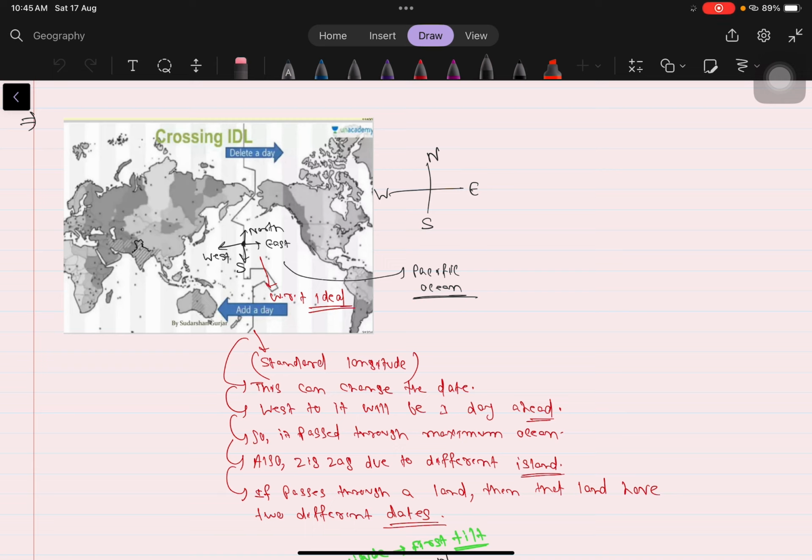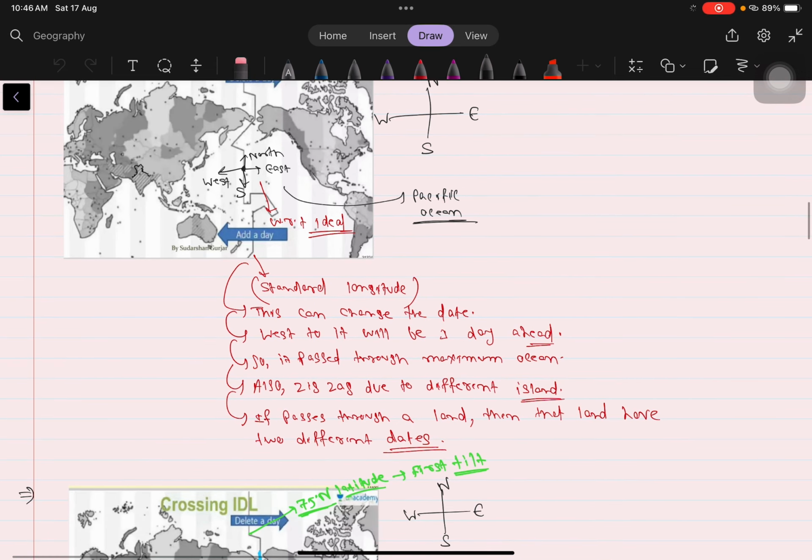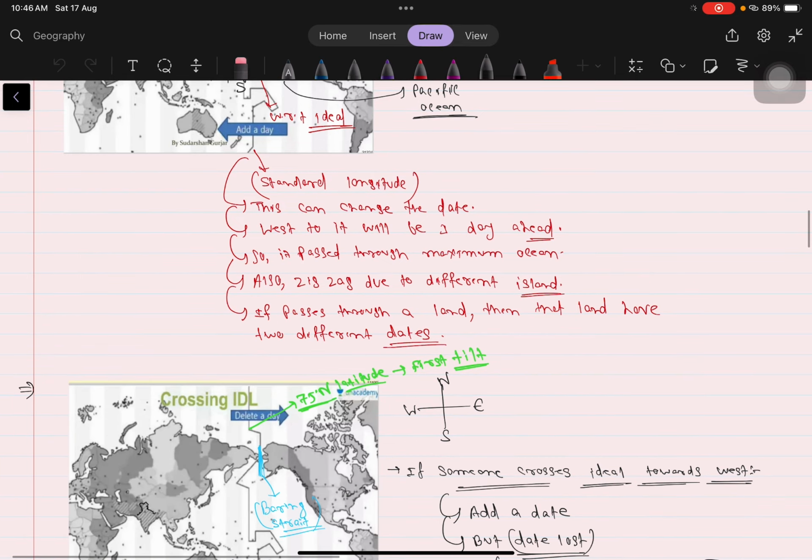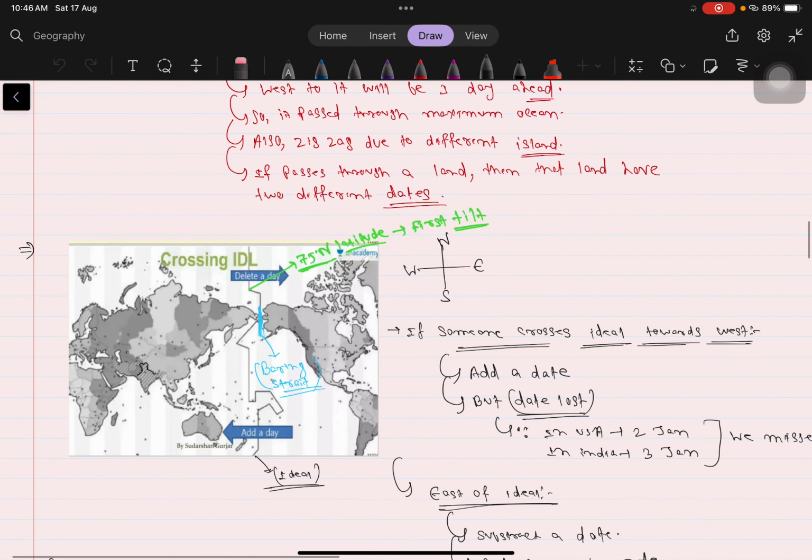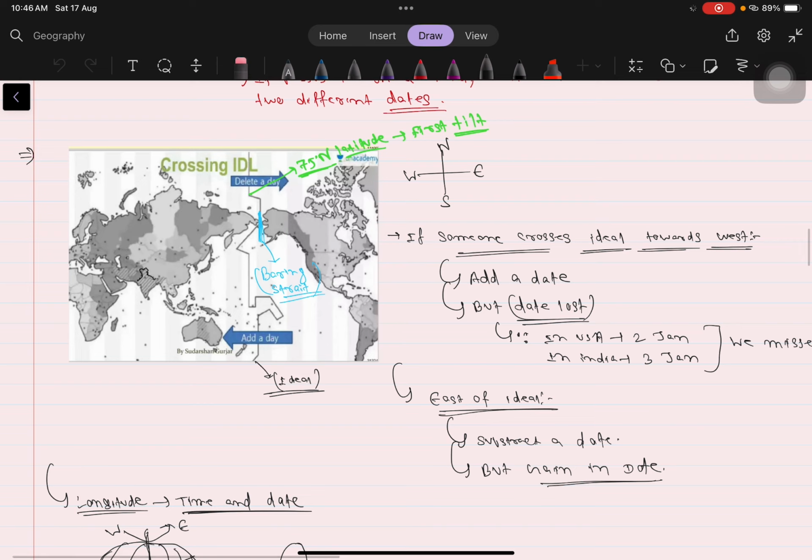This line mainly passes through the oceans, so that if it crossed through a land, then the left of it, that is the west of it, will be one day ahead, and the right of it, that is the east of it, will be one day behind. If it passed through the same country, then the same country would have two dates on a single day. So these are all the things about this straight ideal line, 180-degree longitude.